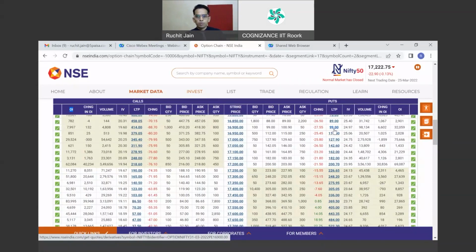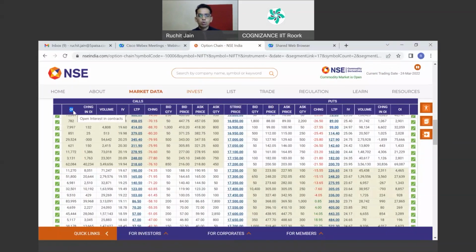Okay, I hope this concept is clear. Now let's come to a very important part, which is open interest. This is OI. OI is also called open interest. What is open interest? Open interest means how many open positions are there in the market.